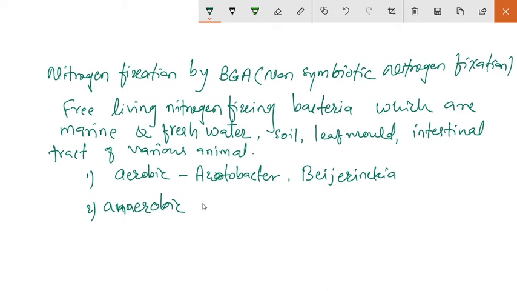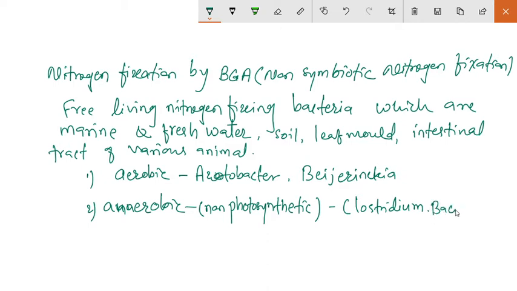That means when the oxygen level is very low, they fix nitrogen. So this is called anaerobic bacteria which are non-photosynthetic. The examples are Clostridium, Bacillus and Klebsiella. So these are the different non-photosynthetic bacteria.